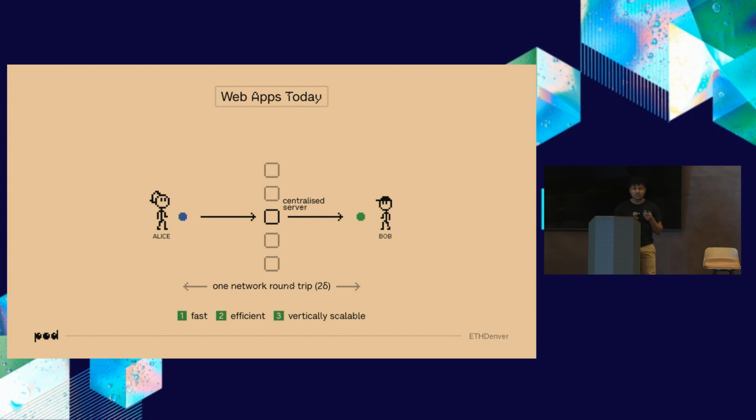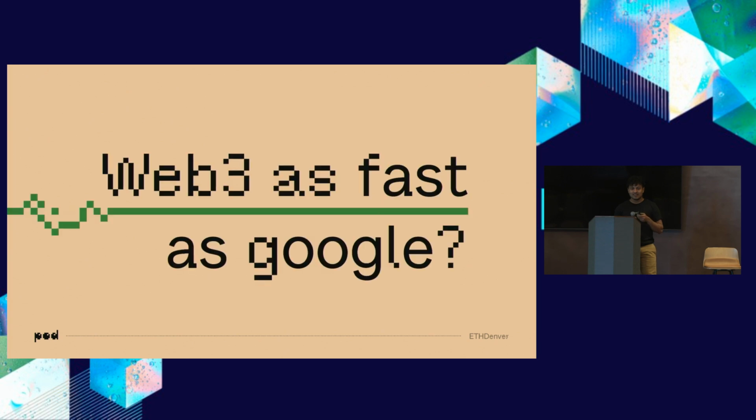Now, a natural question to ask here is, can we build Web3 systems that are as fast as Google search, providing one network round trip latency? This is a very important question for us as Web3 developers and researchers to ask, because if we have even a small chance of mainstream adoption of this new internet, then we need to build this new internet almost as efficient as the existing one while still providing all of the benefits that we have, right?